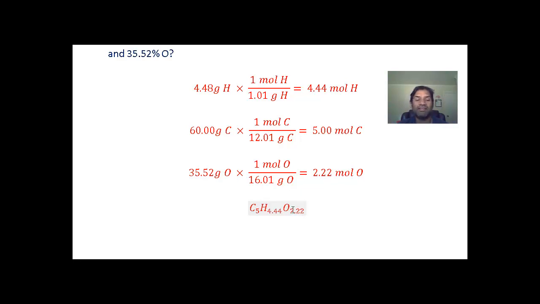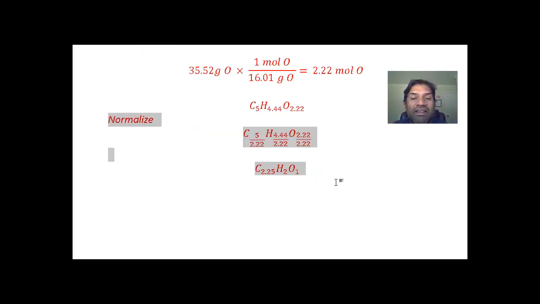So let's normalize and see what we get. Normalizing it, obviously this gets forced to 1, this gets forced to 2. Now 5 divided by 2.22, when I do that on my calculator, I'm getting about 2.25. Now realize that 2.25 is the same as 2 1/4. So 0.25 is actually 1/4, and 2.25 is going to be 2 1/4.